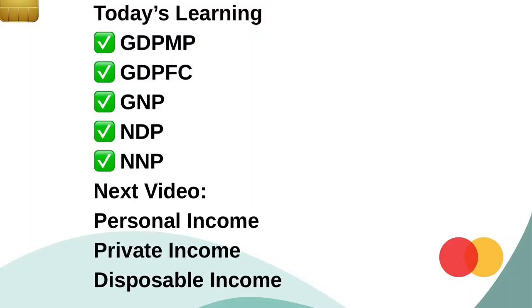Today, we understood the meaning of GDP, GNP, NDP and NNP along with the formulas that connect them. These are the foundation of national income accounting and appear regularly in CBSE board examinations. In the next video, we will study personal income, personal disposable income, private income and national disposable income.